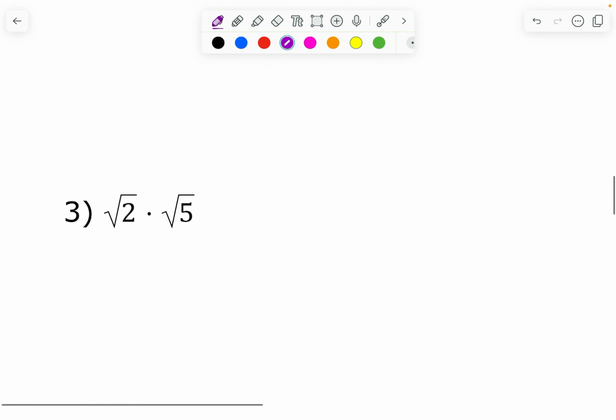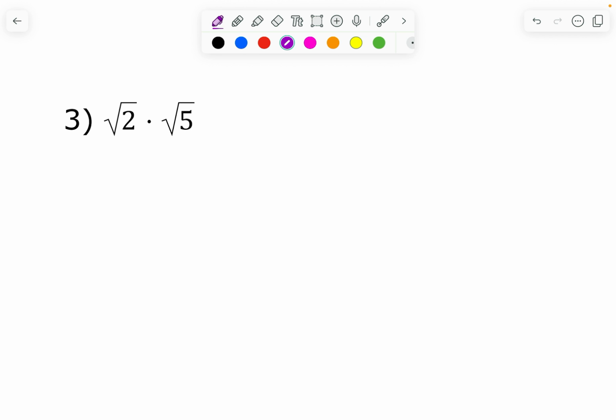Now let's go ahead and look at number 3. This is going to change just a little bit because I'm dealing with multiple radicals now. So I still want to go through and I still want to try to simplify. So I'm going to try to simplify 2 and I'm going to try to simplify 5. Well, square root of 2 I can't do. I can't simplify that. So we're going to leave it. Square root of 5 I can't simplify. So we're going to leave that as well.